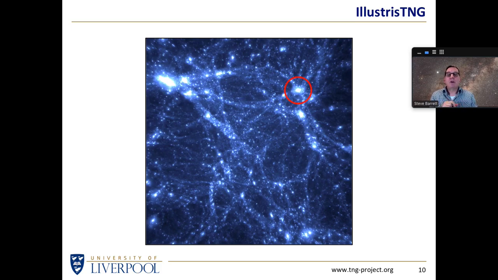So we're going to look in detail at what happens where two of these filaments, or two or more of these filaments, meet, where you get a little high density region when gravity is doing its stuff, making the universe collapse. So what's going on in this white blob?